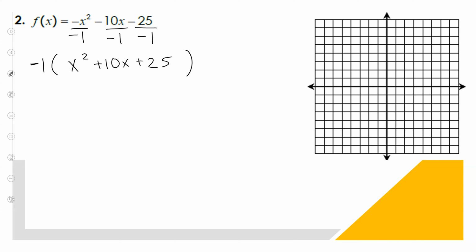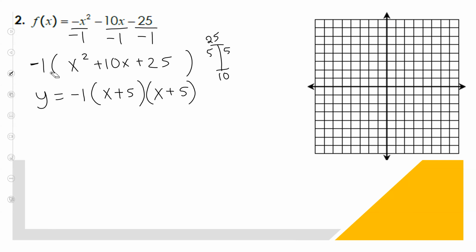Now let's just go ahead and factor. I want two numbers that will multiply to give me 25, but add to 10. 5 and 5. Okay, so that means I'm going to rewrite this equation as y equals -1 on the outside, but I have x plus 5 times x plus 5. Can't I just write this as x plus 5 squared since I have two of them? Okay, that's what I'll do. So I just rewrote this top equation as this.